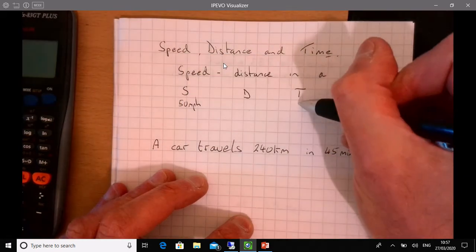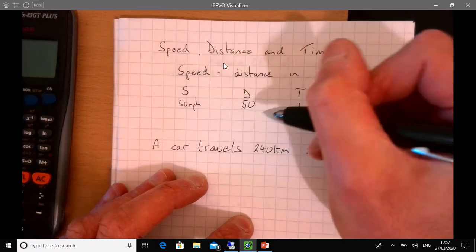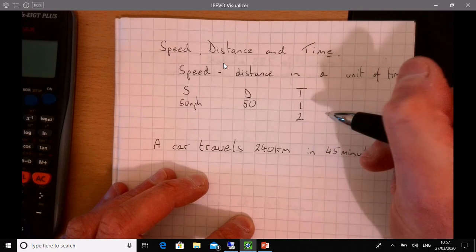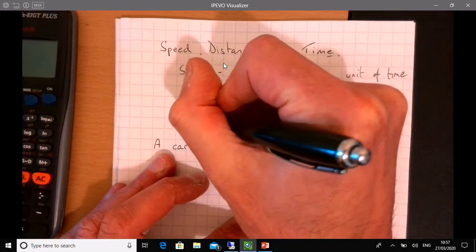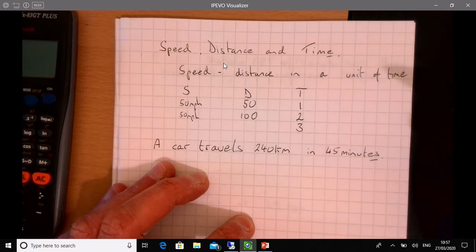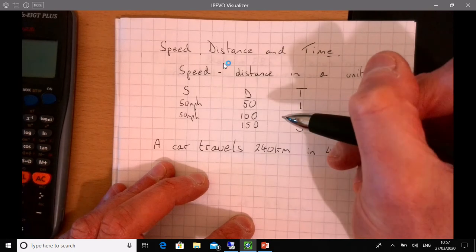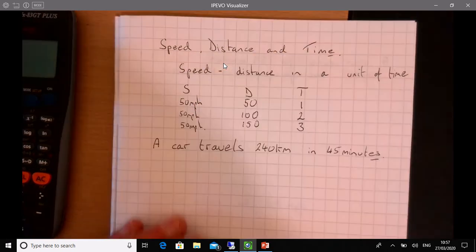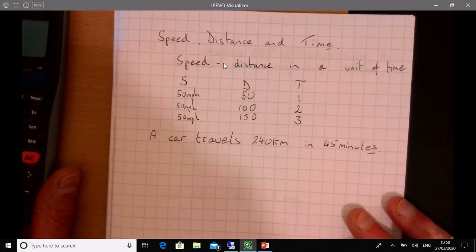That means in 1 hour you travel 50 miles. So in 2 hours you would travel 100 miles. You're still traveling at 50 miles per hour. And in 3 hours you would go 150 miles. You're still traveling at 50 miles per hour. Okay, that's just your average speed. Obviously, it might not be 50 all the way through, but your average speed is 50 miles per hour. So that's what would happen.